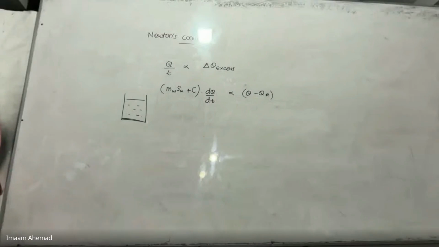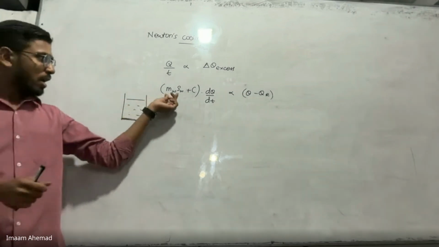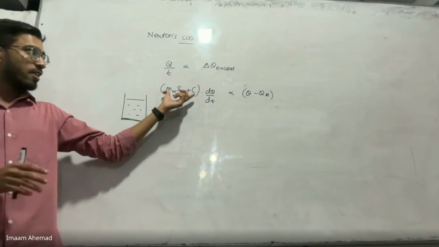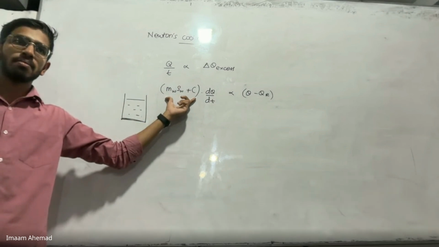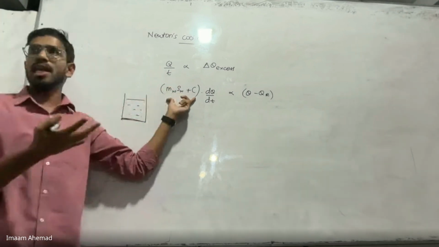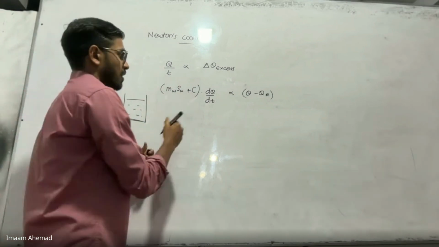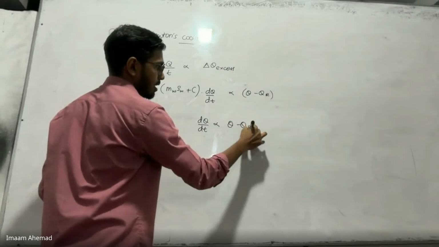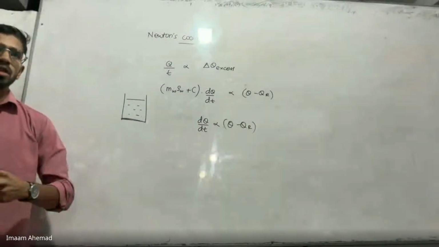Here in this setup, what are the constants? MW SW plus C. How is it? It's constant. So even if I remove this part, still I must get y is equal to mx graph. Whether this part is there or not, I should get y is equal to mx graph. So if I can prove d theta over dt is proportional to theta minus theta r, then also I can prove or verify Newton's cooling law.